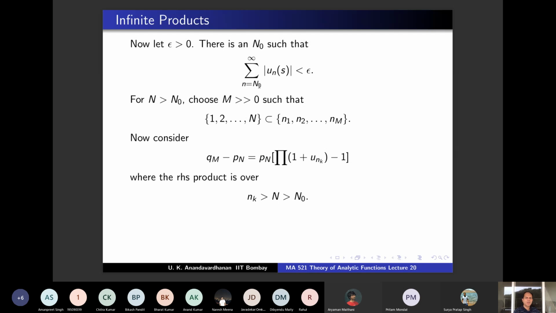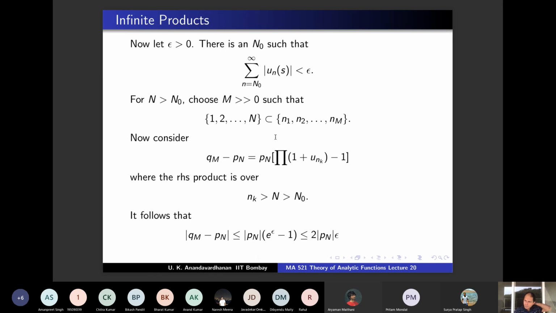N naught is, depending on your epsilon, an n naught you have chosen. N is any number bigger than n naught, and in this RHS product, these nks are bigger than n, because anything below n has already come in Pn. So now you take the absolute value of qm minus pn.